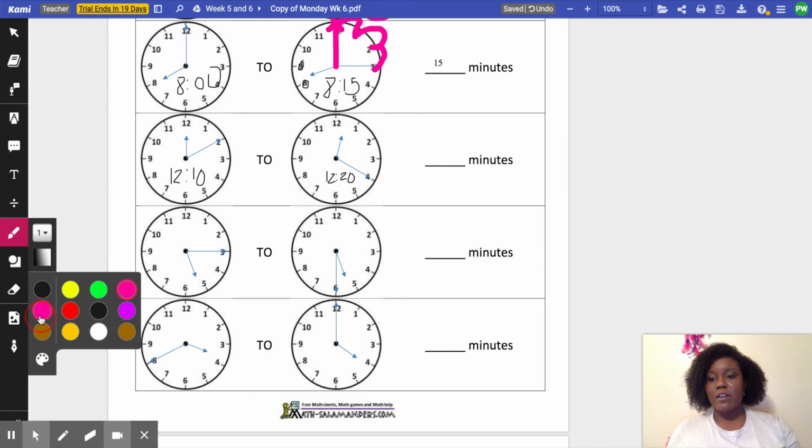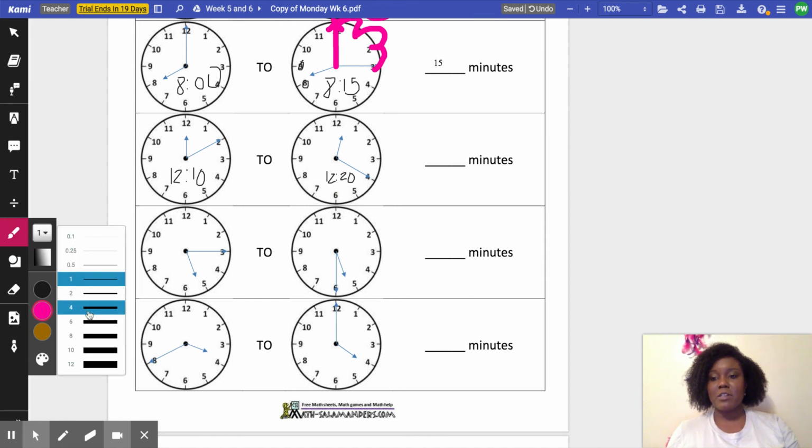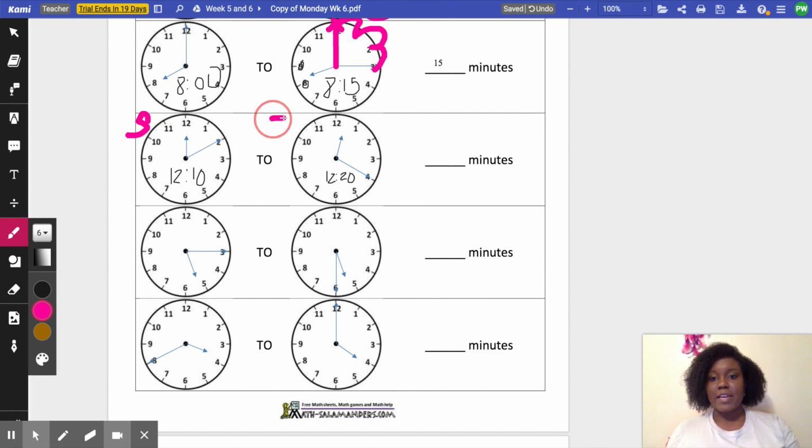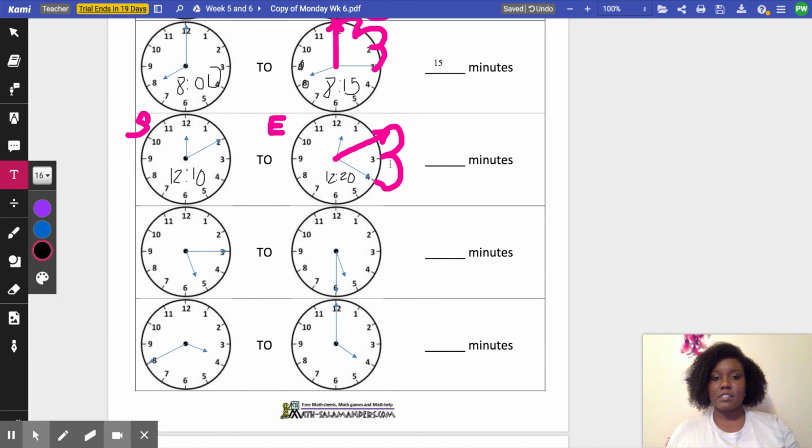So if I want to figure out how much time has passed or how much time has elapsed, I would draw my minute hand at the 2, because this is my start time over here. My start minute hand starts at the 2. My end time is over here. My end minute hand's at the 4. So I'm going to draw this one at the 2 so I can see how many jumps it takes to get to the 4. So 5, 10. It takes me 10 minutes.